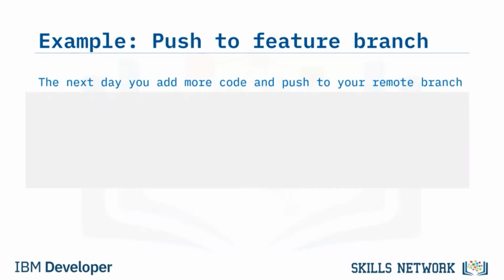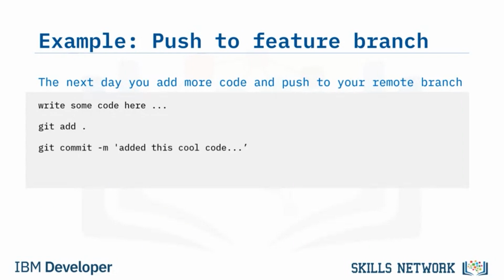Say the next day you did some more work and now you have new changes to push. You would perform the same process as before. Add your code to the staging area, commit it with a descriptive message, and push that code to the remote repository.